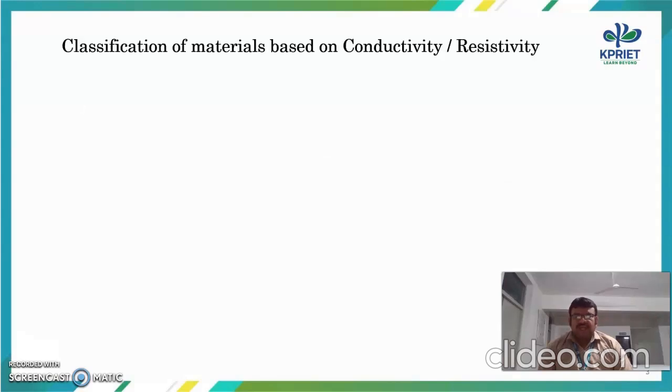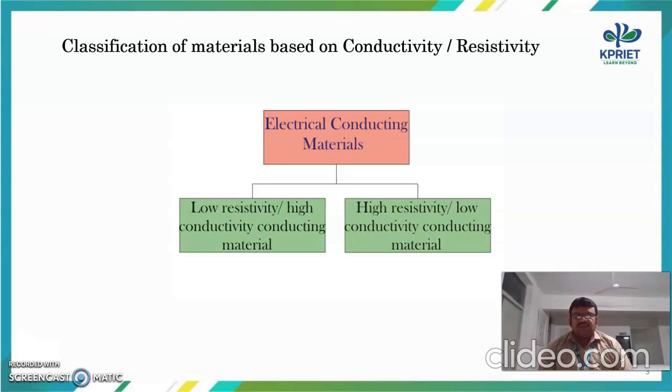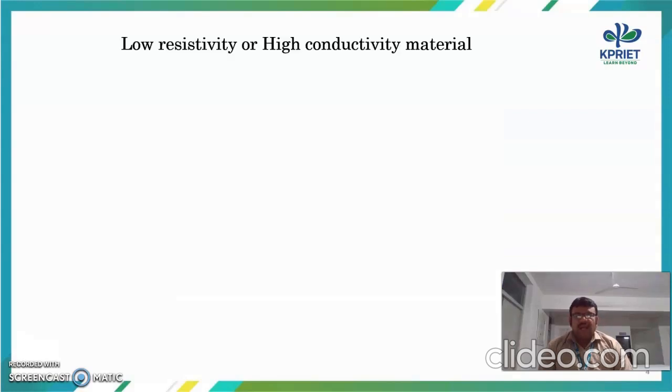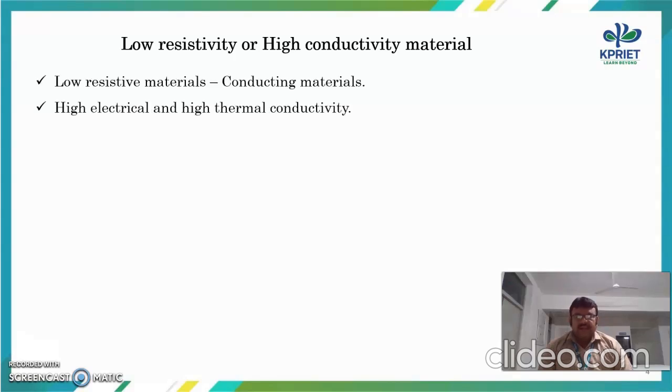Materials in general are broadly classified based on their conductivity or resistivity. There are two types of classification based on conductivity or resistivity. One is low resistivity or high conductivity conducting material, and the other one is high resistivity or low conductivity conducting material. The first one is low resistivity or high conductivity material. They are commonly called conducting materials. They have high electrical and high thermal conductivity.